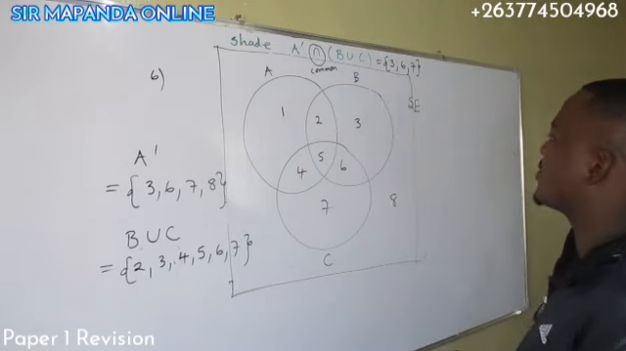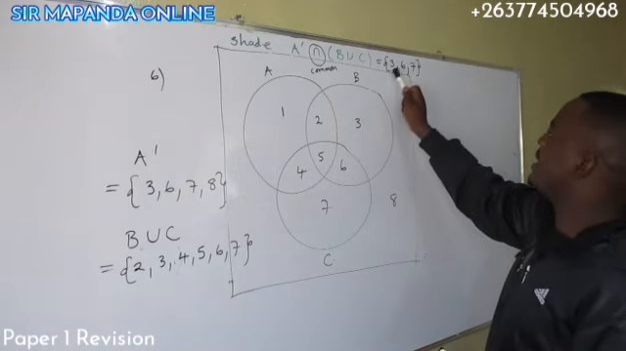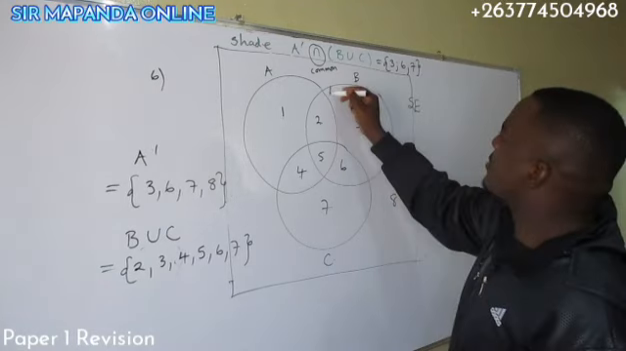So the numbers are 3, 6, and 7. Your final answer is going to be generated by shading the region which contains 3, 6, and 7. So I'm going to shade this part.